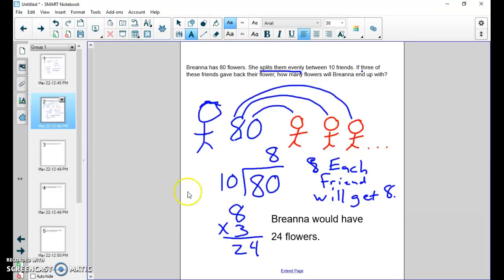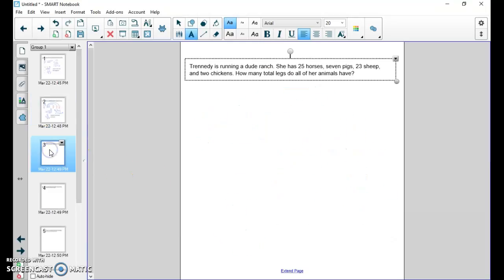All right, excellent job. Let's go to this next one. As before, you could pause now or solve this one with me. If you are getting the hang of it, do pause, please. Trinity is running a dude ranch. She has 25 horses, 7 pigs. Just a quick side note, they did not write this in digit form, so just be careful and read carefully. She has 7 pigs, 23 sheep, and 2 chickens. How many total legs do all of her animals have?